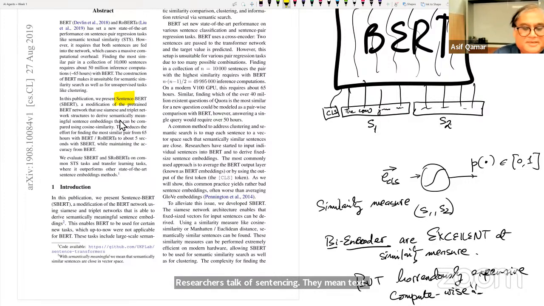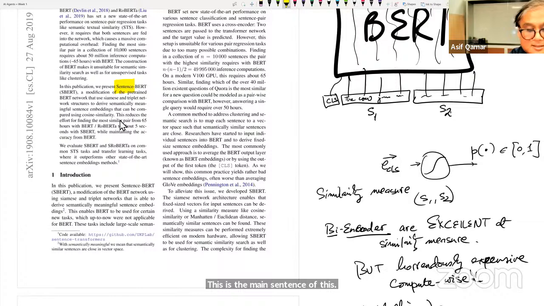In this publication, we present Sentence-BERT, S-BERT, a modification of the pre-trained BERT network that uses Siamese and triplet network structures to derive semantically meaningful sentence embeddings that can be compared using cosine similarity. Is it all ringing a bell for everybody? Yes. This is the main sentence of this. Use similarity.